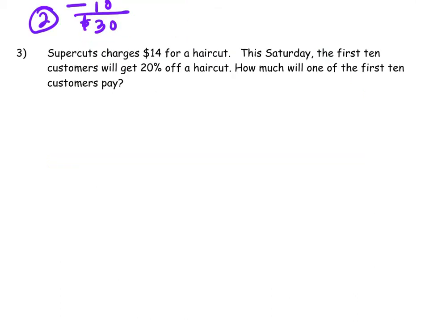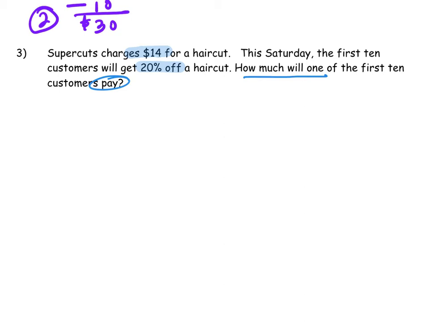Our next situation says Supercuts charges $14 for a haircut. This Saturday, the first 10 customers will get 20% off a haircut. How much will one of the first 10 customers pay? So once again, let's look at our information. Supercuts charges $14 for a haircut, and the first 10 customers are going to save 20% off. The question is, how much will one of the customers pay? Is that the discount, or is that the sale price?